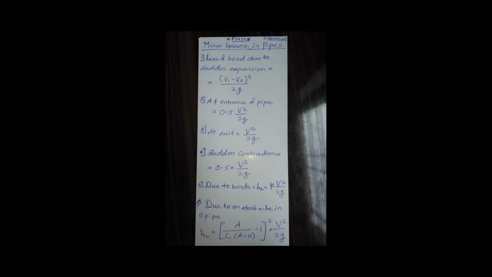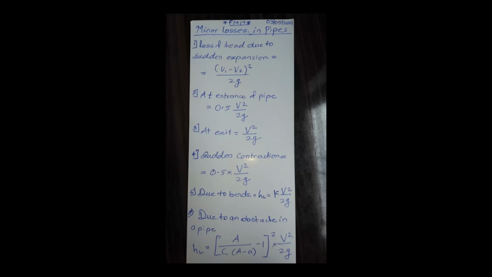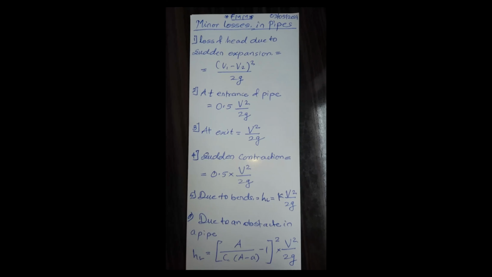Okay. So in the last lecture, we have covered numericals on the major losses in the pipe. Now in today's lecture, we will cover the numericals on the minor losses in pipe. For the minor losses, we have considered all these conditions. That is a loss of head due to the sudden expansion. So we have the two velocities v1 and v2, bracket square divided by 2g.